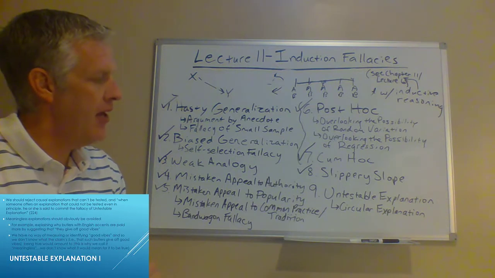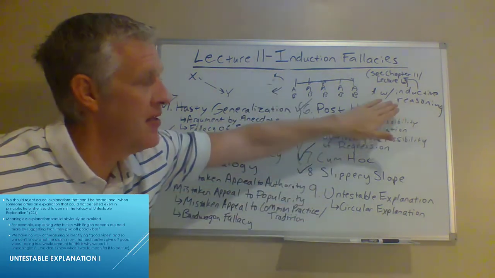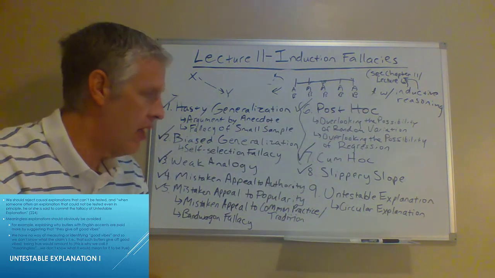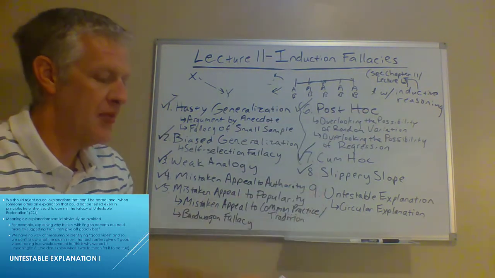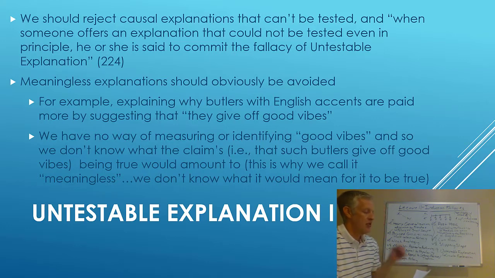Finally, we'll discuss our last type of fallacy associated with inductive reasoning, and that is what's known as untestable explanation. As they mention on page 224, this is the top of slide 17, we should reject causal explanations that can't be tested. And quote, when someone offers an explanation that could not be tested even in principle, he or she is said to commit the fallacy of untestable explanation, end quote. So again, that's from page 224.